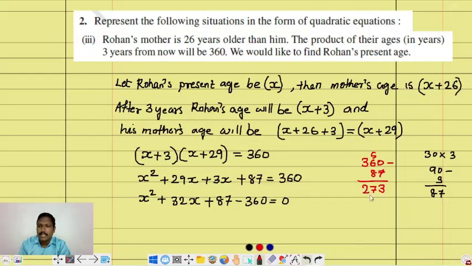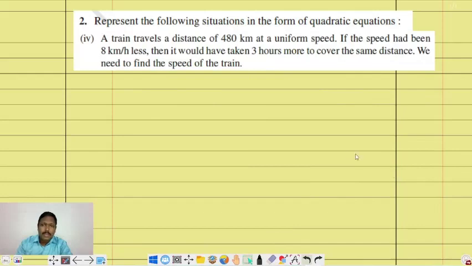273. So we can rewrite this as x squared plus 32x minus 273 is equal to 0. So this is the quadratic form of this equation. Now let us move to the last question of this exercise.